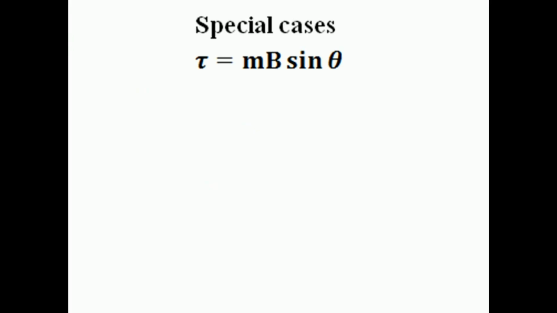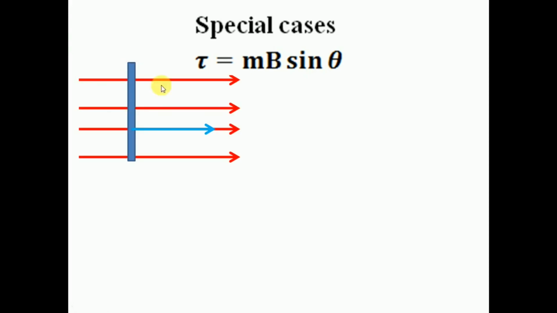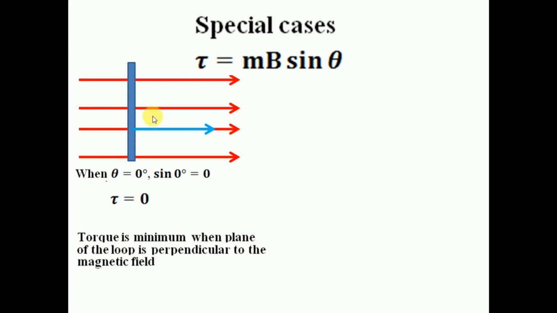Now let's see the special cases. This is the expression for the torque: tau is equal to mB sin theta, and this theta is the angle between the area vector of the loop and the magnetic field. First case, the area vector and the magnetic field are parallel. This is the loop, I am looking from the top, so this area vector will go with the magnetic field. So theta is equal to 0, so tau will be 0. So torque is minimum when the loop is perpendicular to the magnetic field.